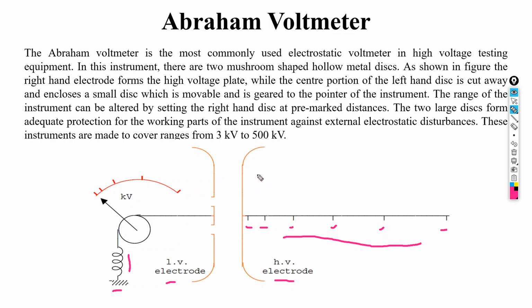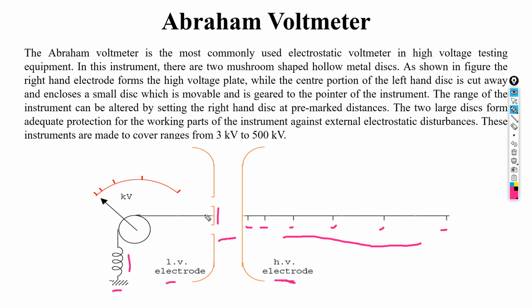When high voltage is applied to this electrode, based upon the corresponding distance between the two, a force is exerted. The equation for the force we have seen in the previous slide. That force will be developed here, and with that force the moving portion of the low voltage electrode is going to move.